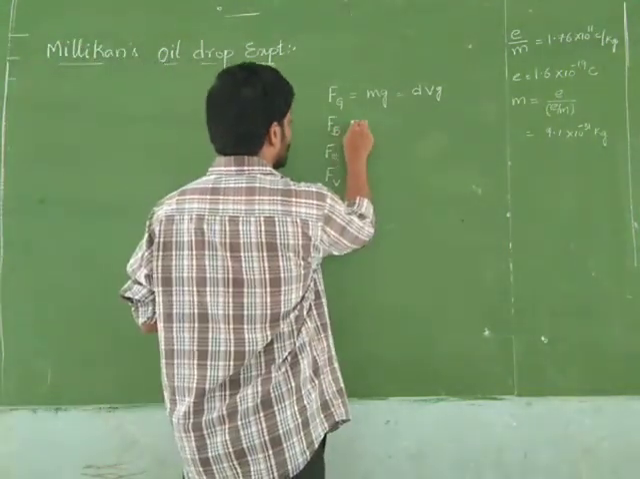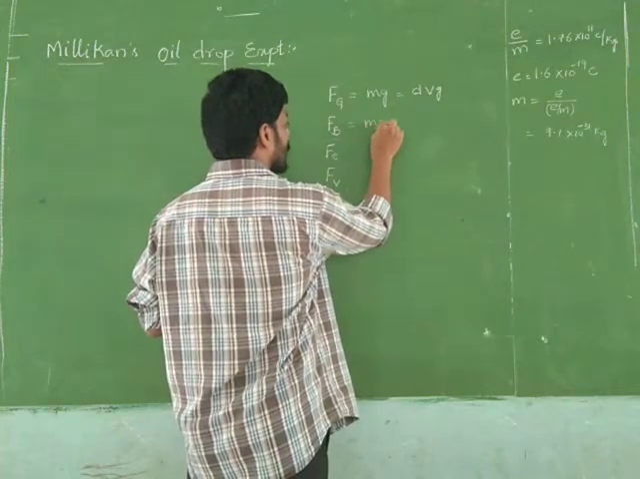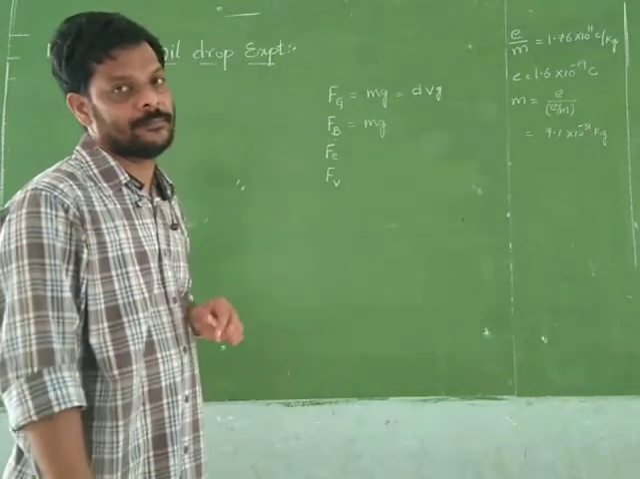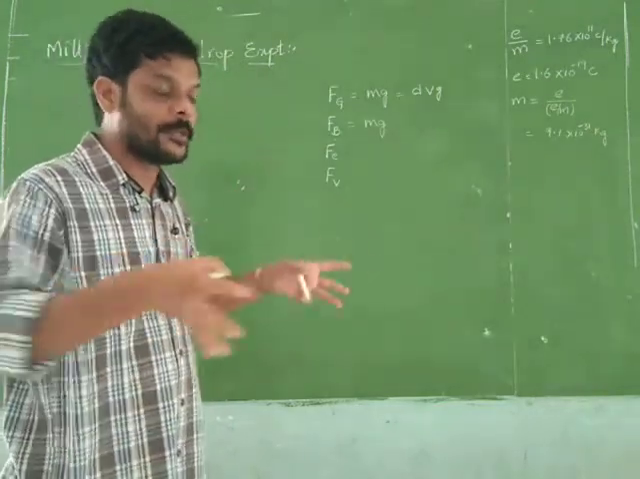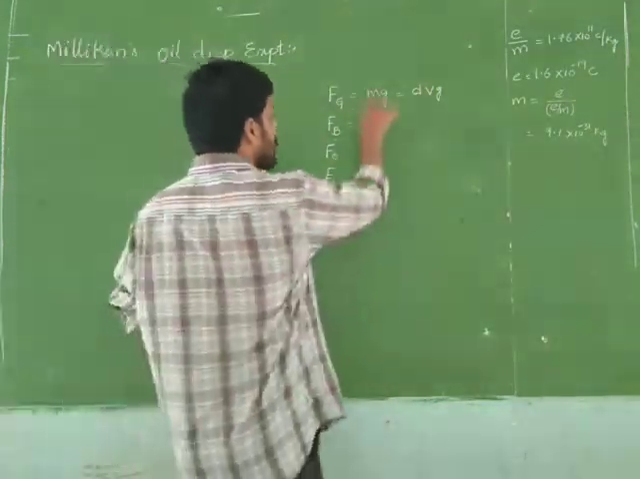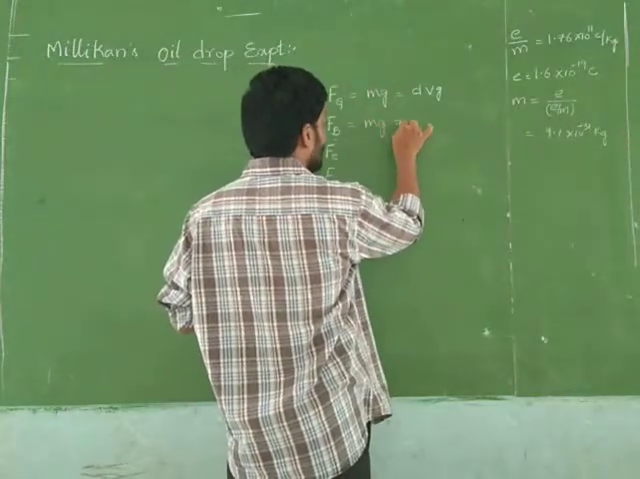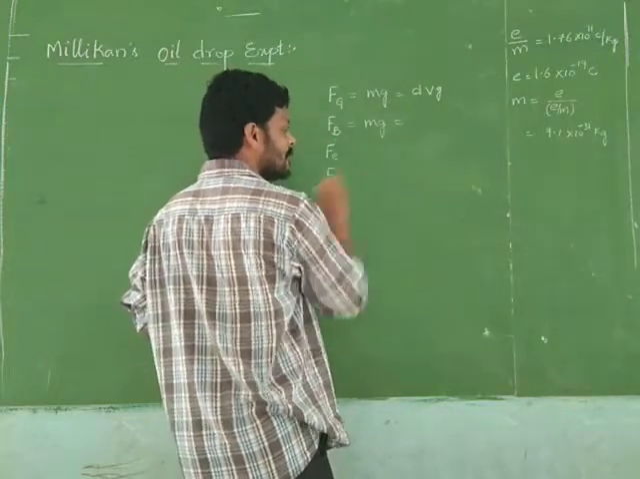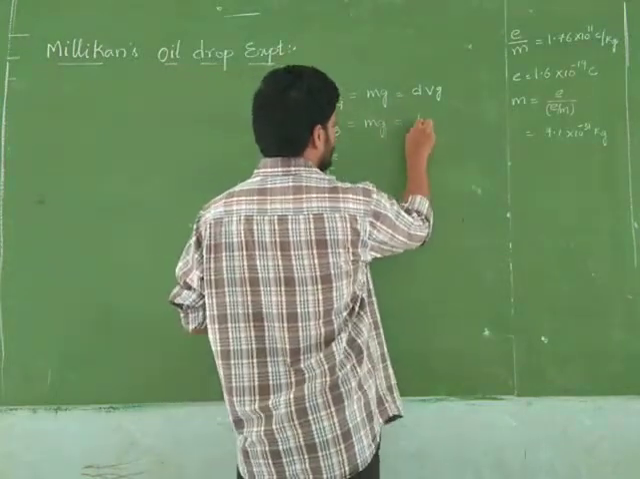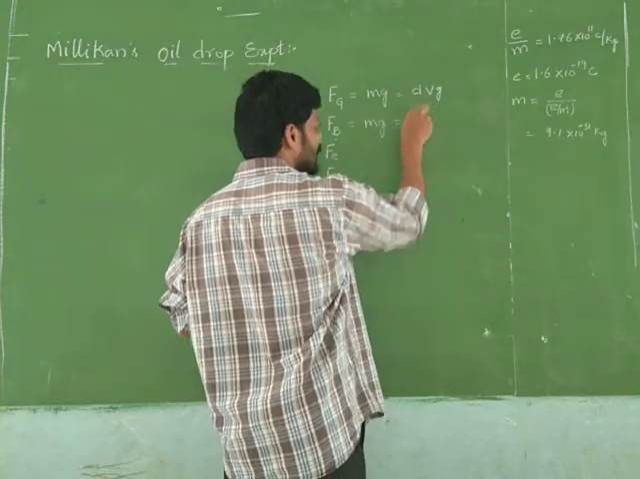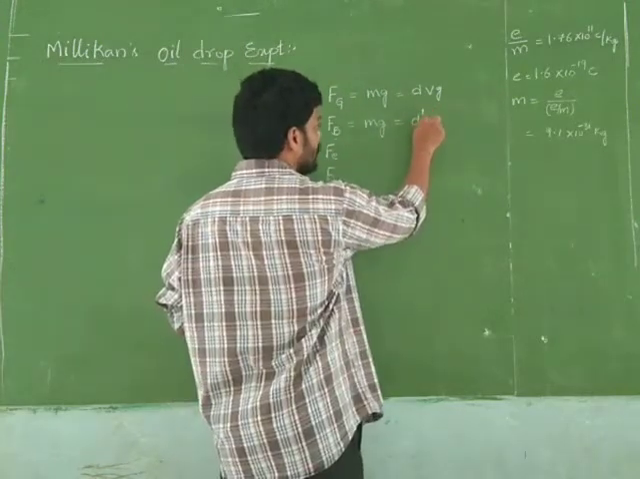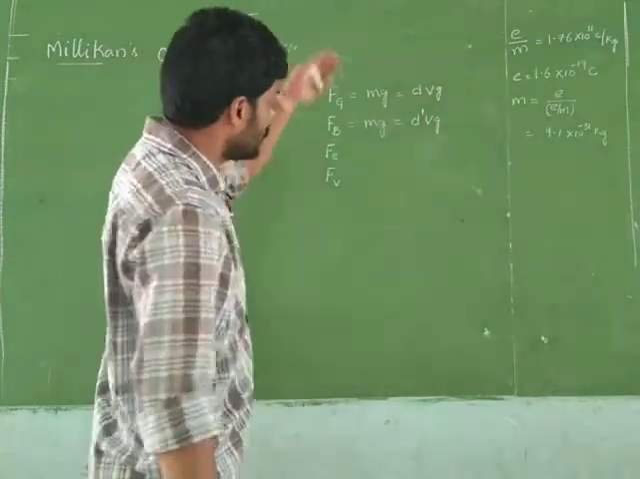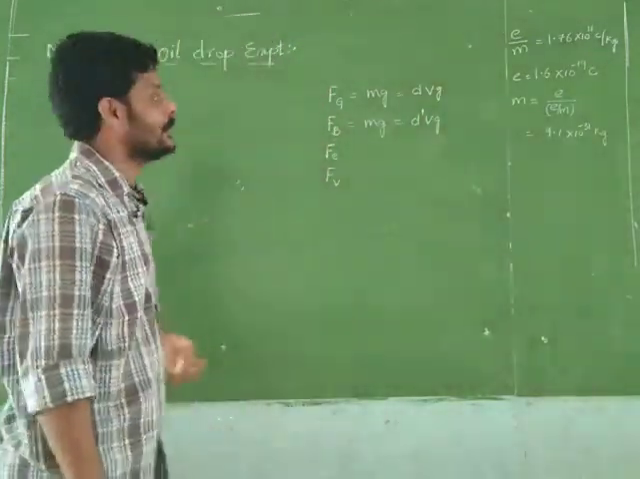Coming to the buoyancy force, the formula is also mg, but the buoyancy force is related to the fluid, the medium in which the body is moving. So even though the formula is the same, I have to take the density of the medium in which the body is in motion. Here I am representing the density of the medium as d prime, so d prime times V times g. Here both V's are the volume of the material I am taking.